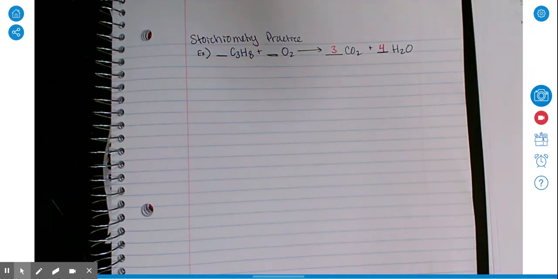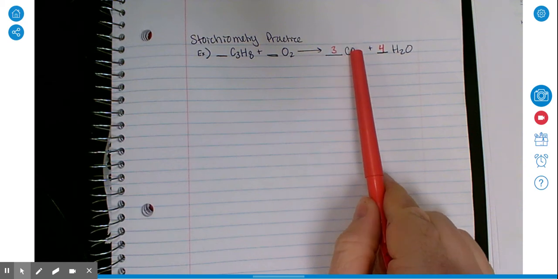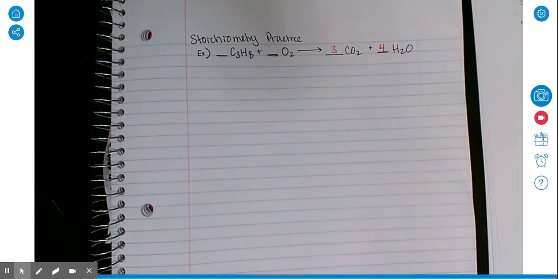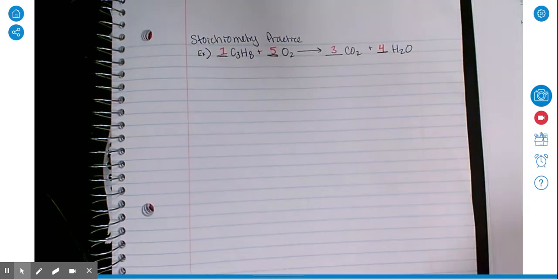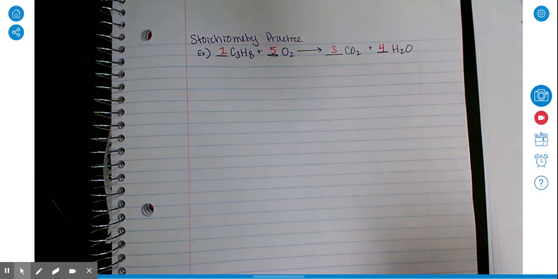Then save your oxygens for last. 3 times 2, I have 6 here, plus 4, I have 10 total. 5 times 2 would give me 10. Anything left empty is a 1. So that's step 1. Balance the equations just like you did in your chemical reactions unit. Step 2, well, that's got to come from the problem.